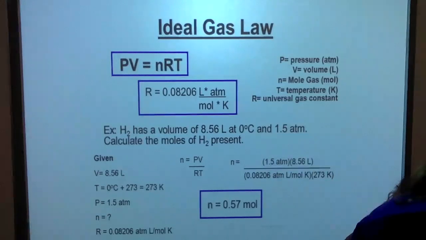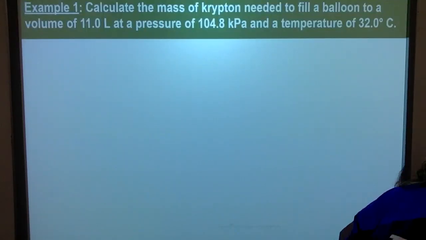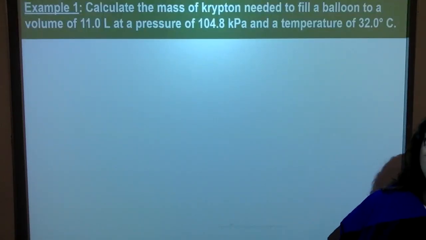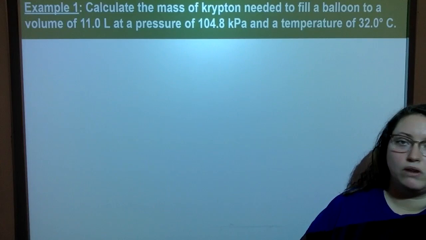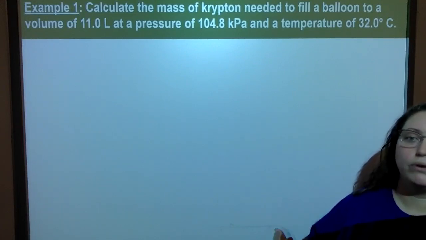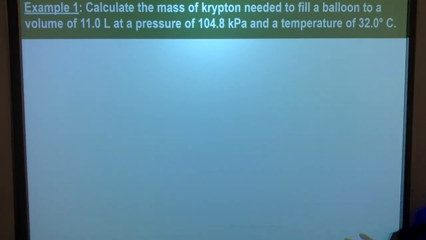So let's go ahead and move on to number one and work it out as we go. These are the same ones I'm doing in class with the kids in class. Just fair warning, this video might be a little bit longer than the others because I'm going to be working through these with you. On this first question, calculate the mass of krypton needed to fill a balloon to a volume of 11.0 liters at a pressure of 104.8 kilopascal and a temperature of 32 degrees Celsius.